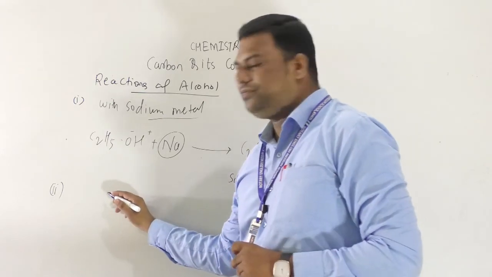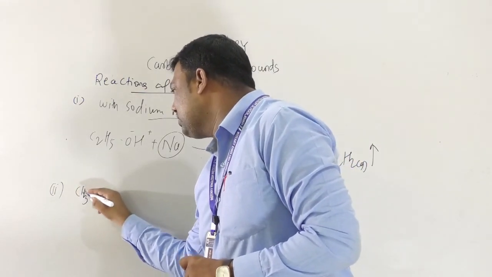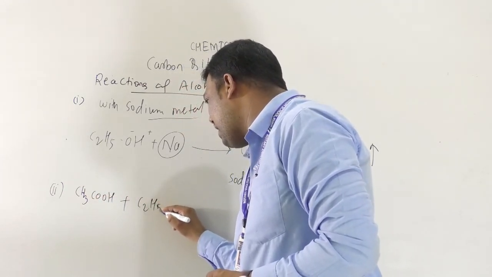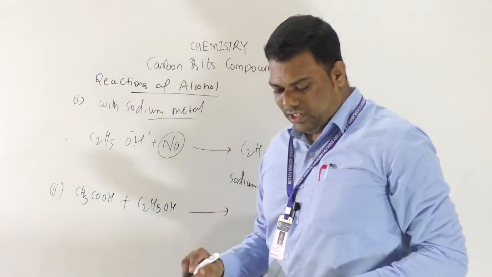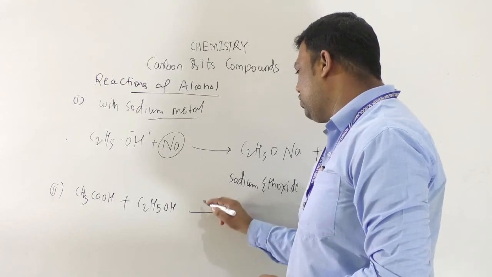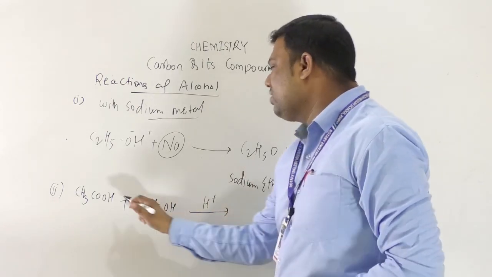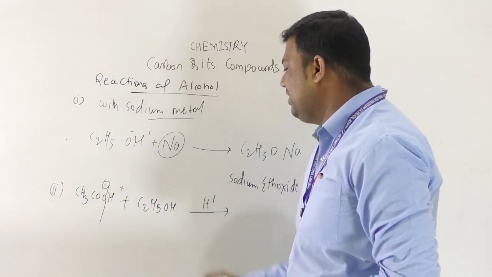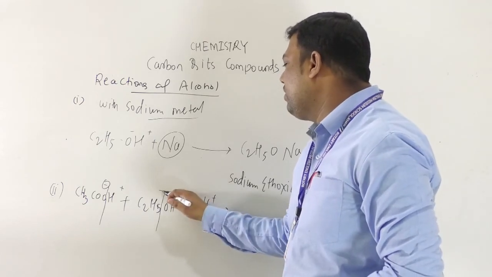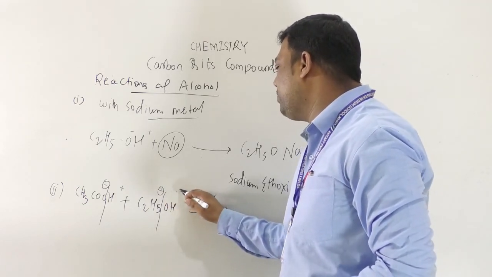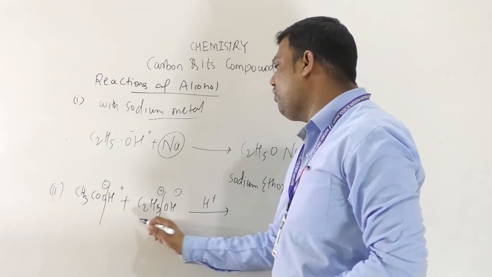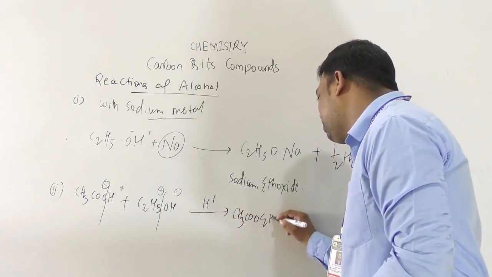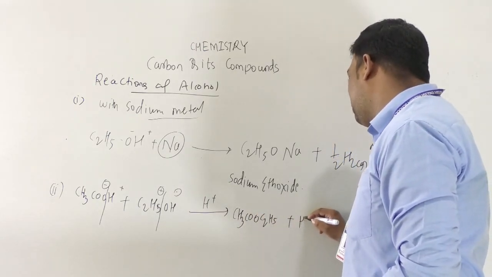Yes, so see here, acetic acid CH3COOH plus C2H5OH in the presence of acid, in the presence of what acid? H plus. So what will it form? As you know, it will break as CH3CO minus, H plus, and here also C2H5 plus and OH minus. So what will you get? Yes, CH3COOC2H5, beta, CH3COOC2H5 plus what? H2O.